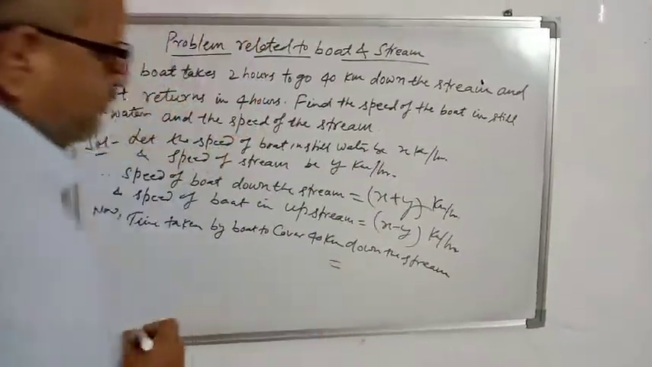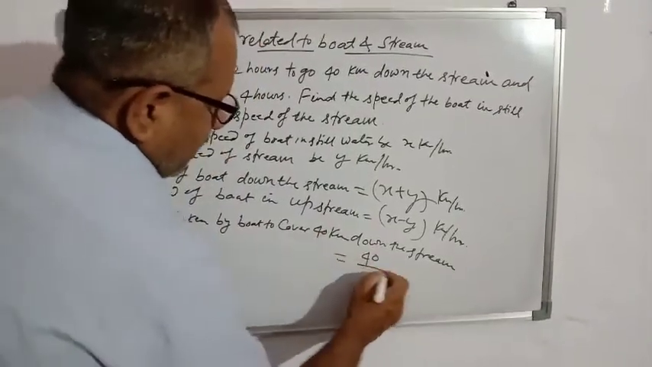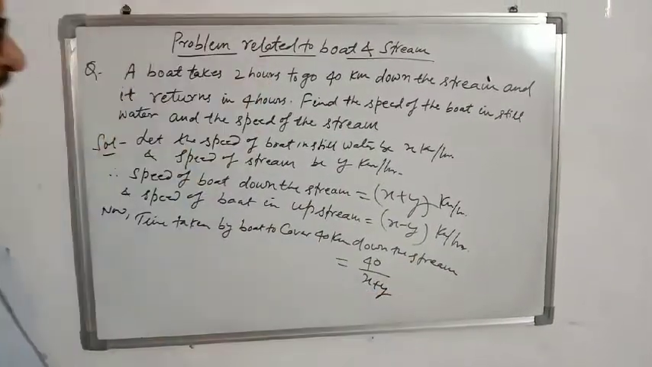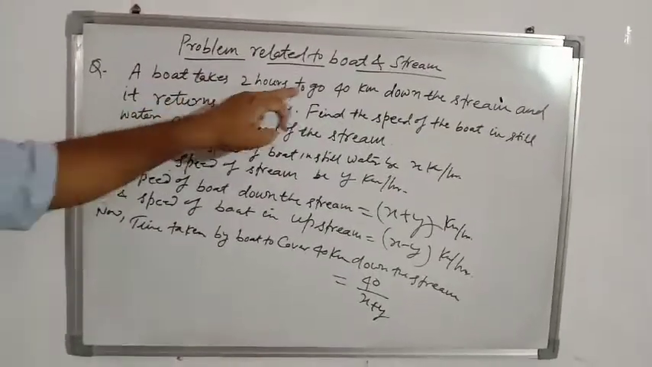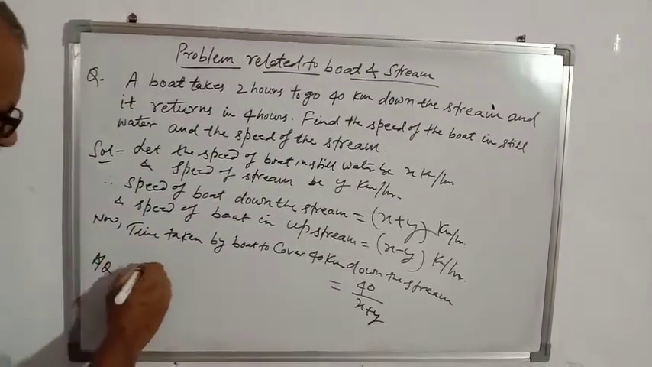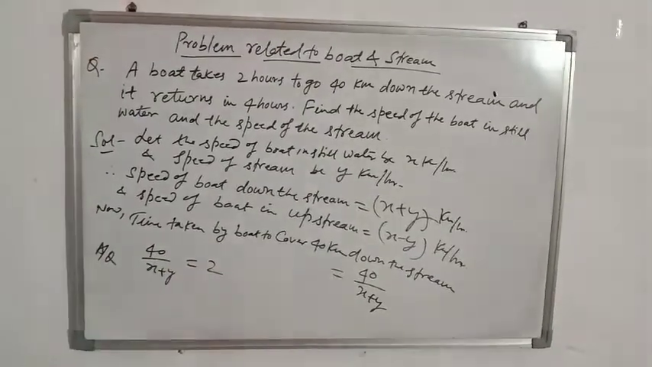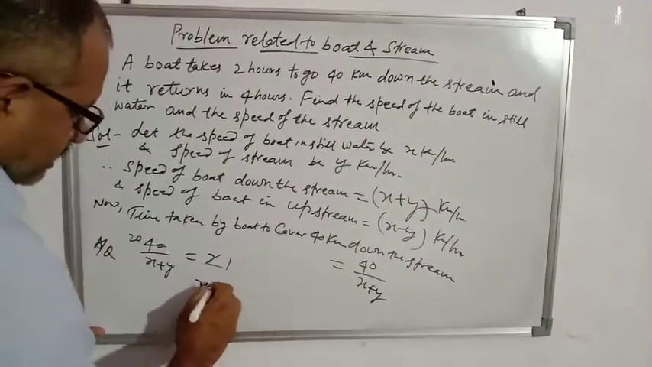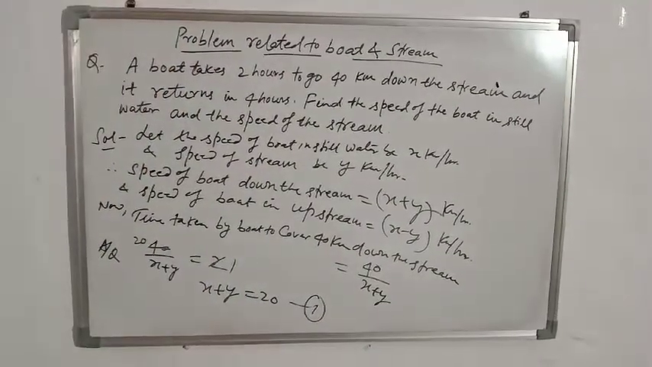So what will be the time? We know that time is equal to distance upon speed. Distance is 40 and the downstream speed is x plus y. So 40 upon x plus y. But according to the question, this time is 2 hours. The boat takes 2 hours to go 40 km downstream. So we will write 40 upon x plus y is equal to 2. Cancel it, 2 ones are 20. Cross multiply. So x plus y is equal to 20. It is equation number 1.